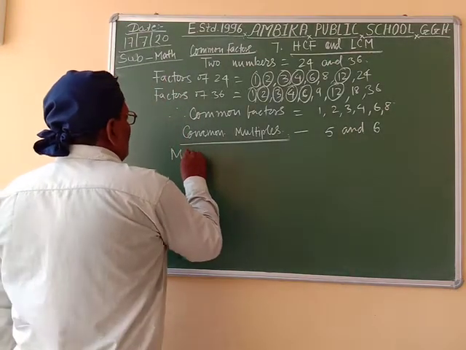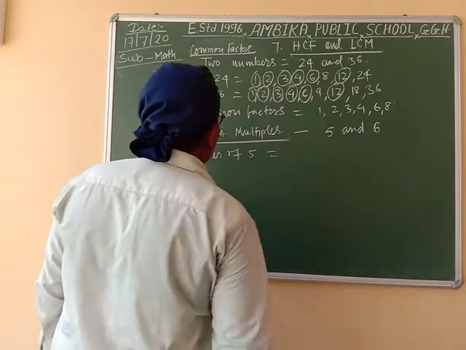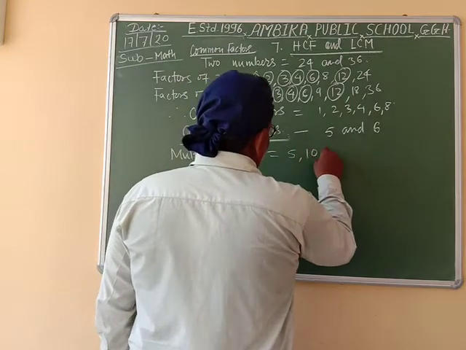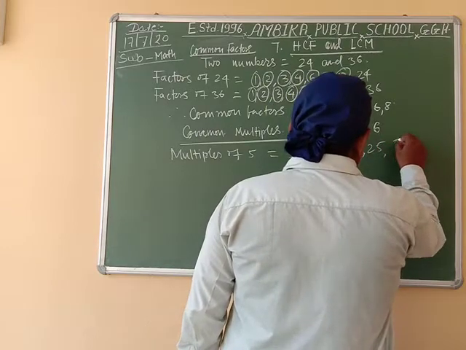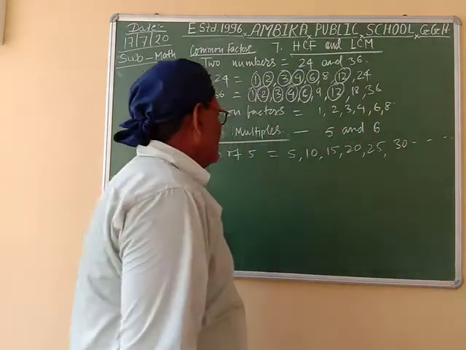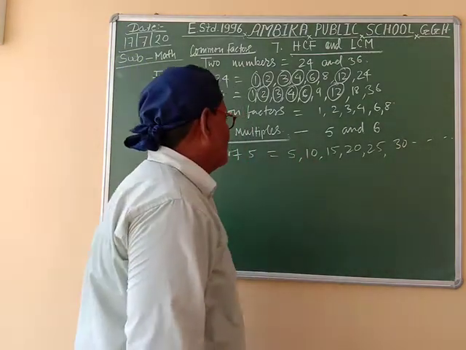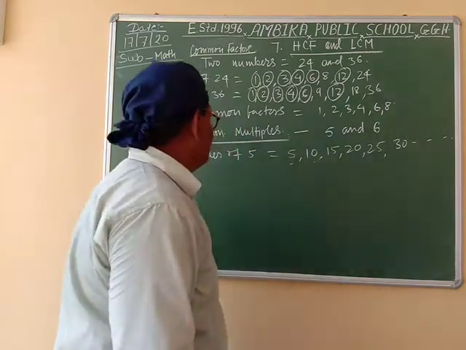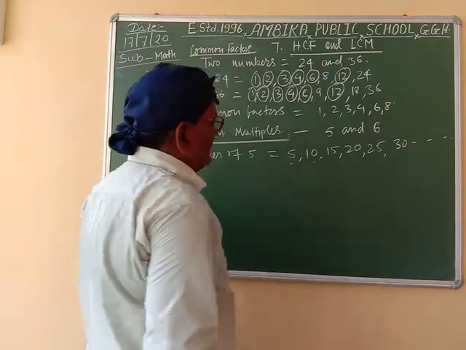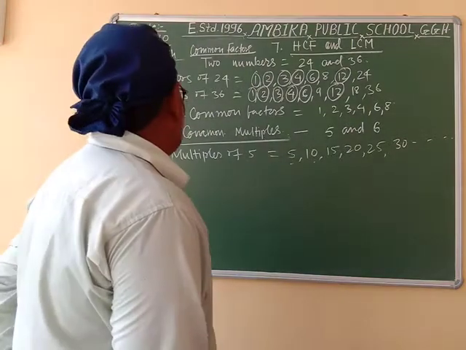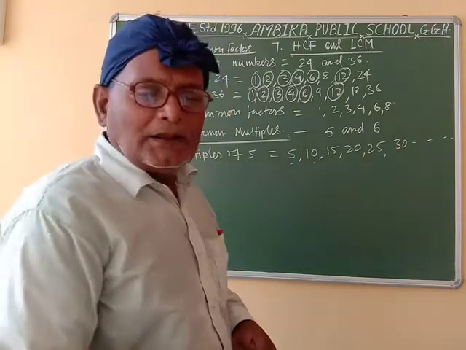Multiples of 5 are 5, 10, 15, 20, 25, 30 and so on. If a number is multiplied by any natural number, then the number is called the multiple of that number. Multiples और 5 के गुणज, जब 5 को किसी भी प्राकृतिक संख्या से गुना करेंगे तो वह उसका गुणज कहलाएगा. जैसे 5 का multiples हो गया 5, 10, 15, 20, 25, 30.